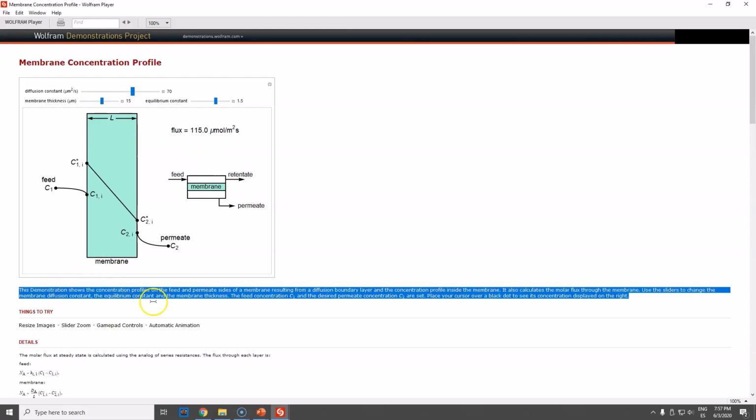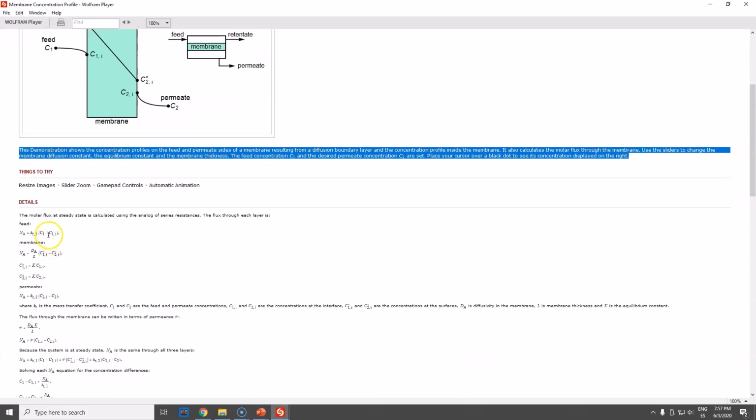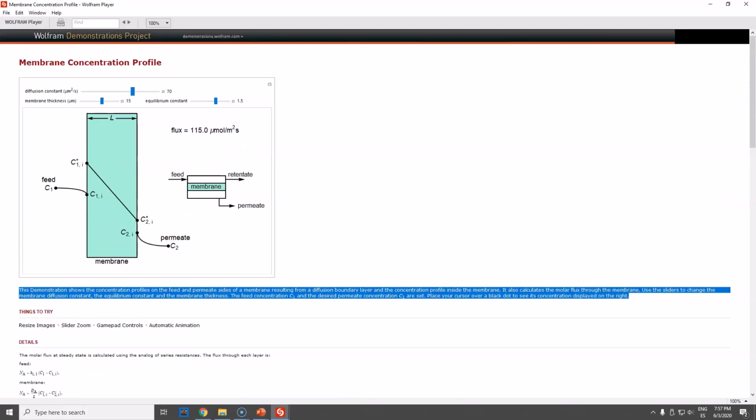The demonstration shows the concentration profiles on the feed and permeate sides of the membrane. Essentially, it will have two concentrations, the concentration of the feed and the concentration of the permeate. More importantly, we're going to have concentrations at the interfaces, okay? And if you want to check out more on the mass transfer concepts, go and check it out here.